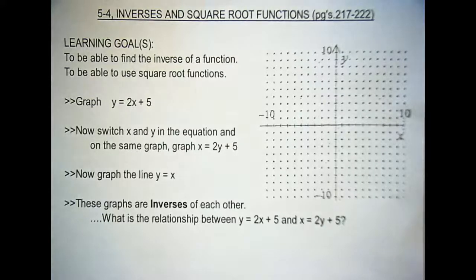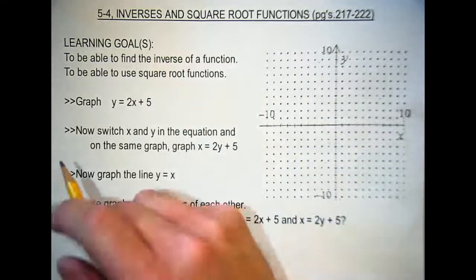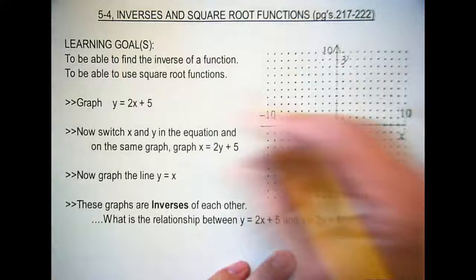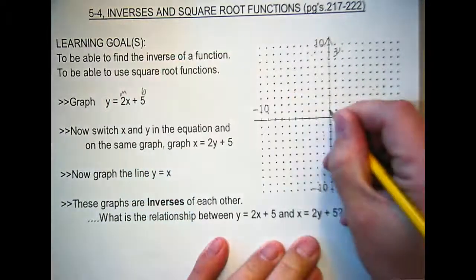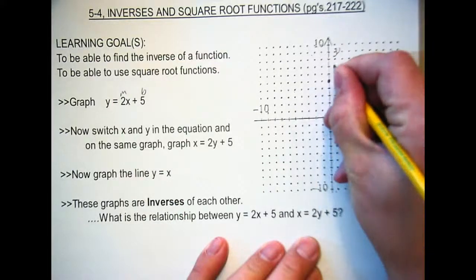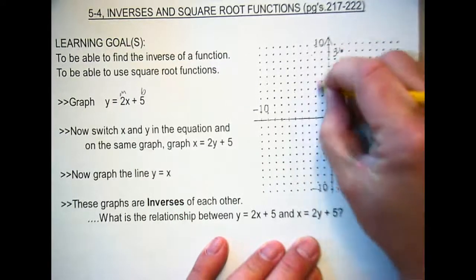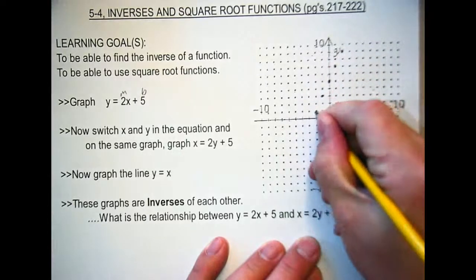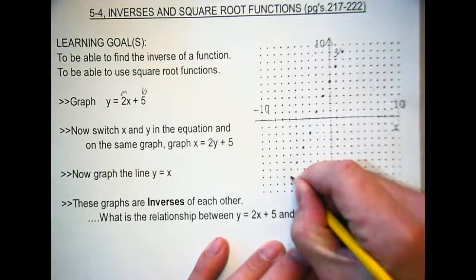All right. So here we go. Let's see inverse and square root functions. Let's see if we get this graphed correctly. So we're graphing y equals 2x plus 5. So y-intercept. Recall m and b, right? Y-intercept is 5. We rise 2, run 1. So hopefully everyone did pretty well with that.